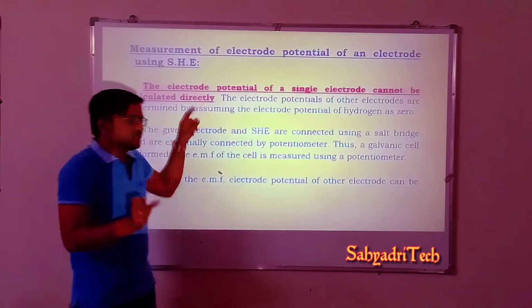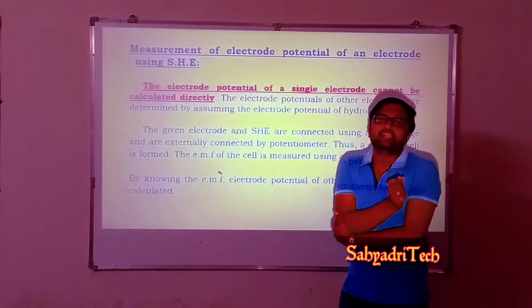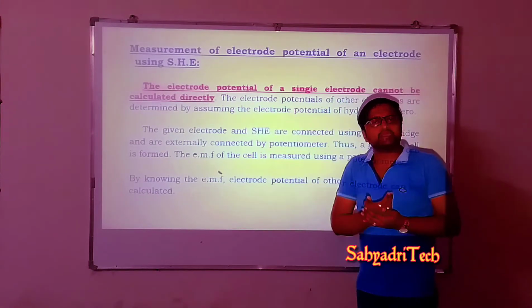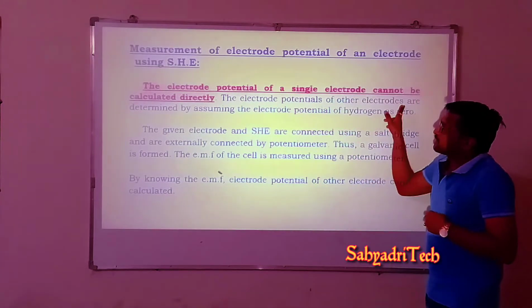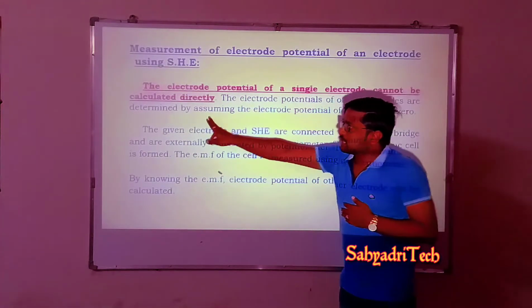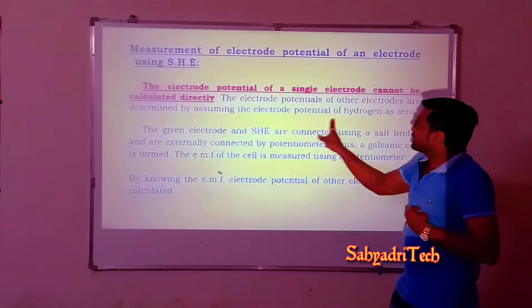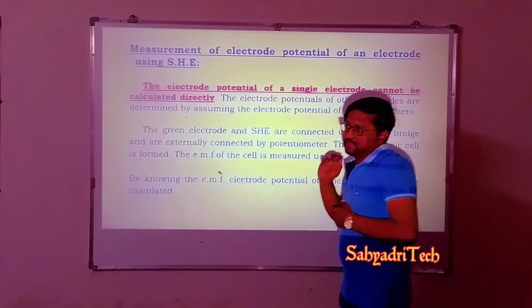So what is the thing here? The electrode potential of all those half cells or single electrodes cannot be calculated directly. Then how can it be calculated? Yes, the electrode potential of other electrodes is determined by assuming. How are we going to determine it? By assuming the electrode potential of hydrogen as 0 volt.